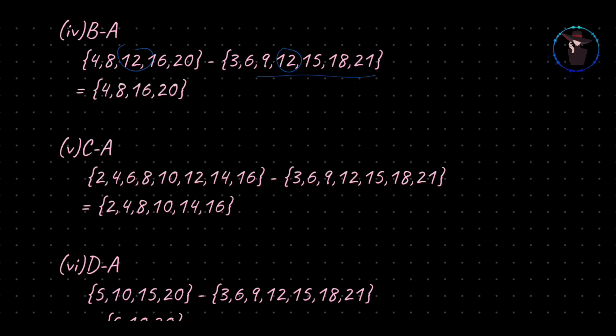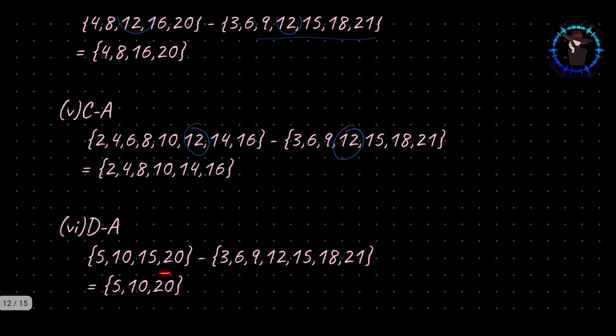Now C minus A, we wrote C and A. Similarly, what do we have common here? Again 12 common, right? We have 12 in the C and 12 in the A. So we got 2, 4, 6, 8, 10, 14 and 16, which are not present here. Now, D minus A, 5, 10, 15, 20, only 15 is common, right? Let's remove this 15. The answer is 5, 10, 20.